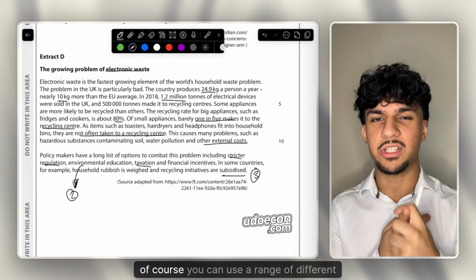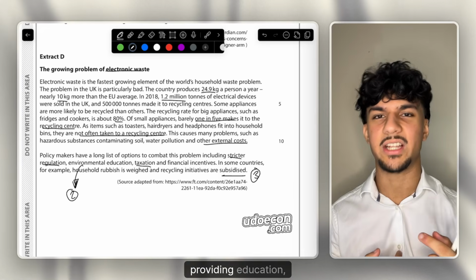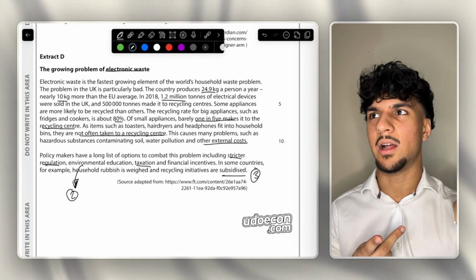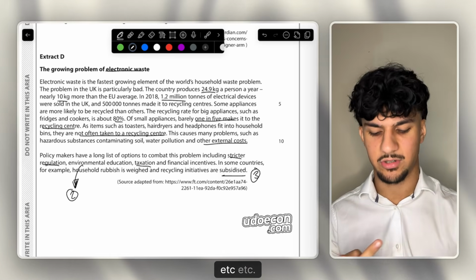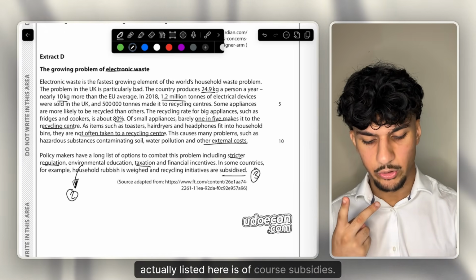Then the second one, of course, you can use a range of different policies. So here they've listed a few like regulation, providing education. But there's, of course, lots more like pollution permits. There are maximum, minimum prices, etc., etc. But the one I suggest students to use, which is actually listed here, is of course subsidies.